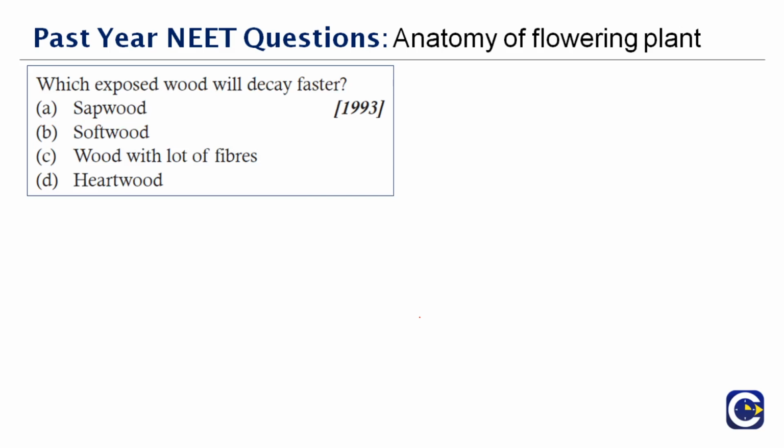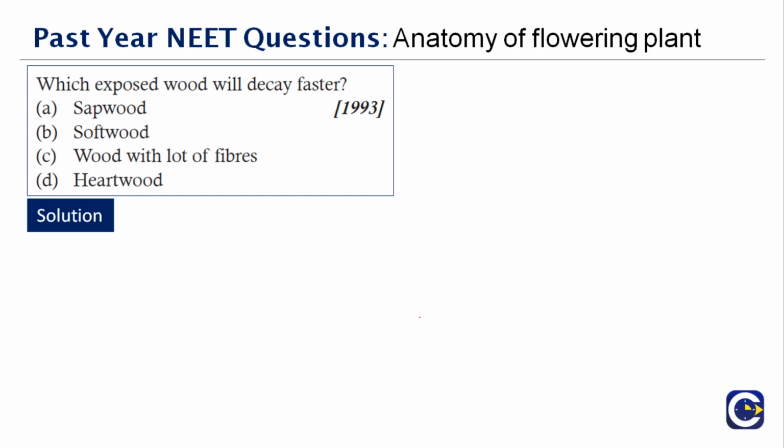Which exposed wood will decay faster? So you have soft sapwood with lots of fibers, hardwood and so on. This is an easy question for you. Sapwood is actually the fresh wood, and that's the conducting part of the tree or the plant. So when sapwood is exposed, it will decay faster.